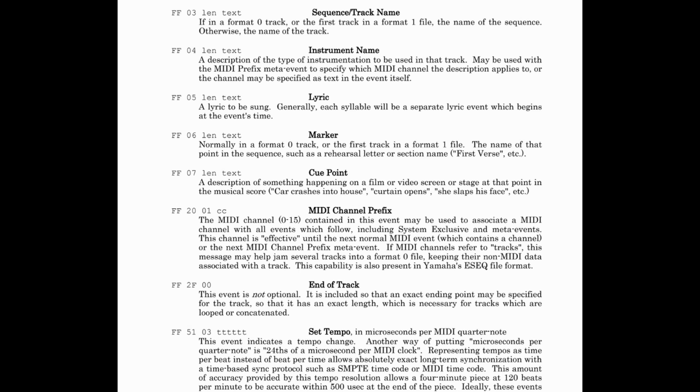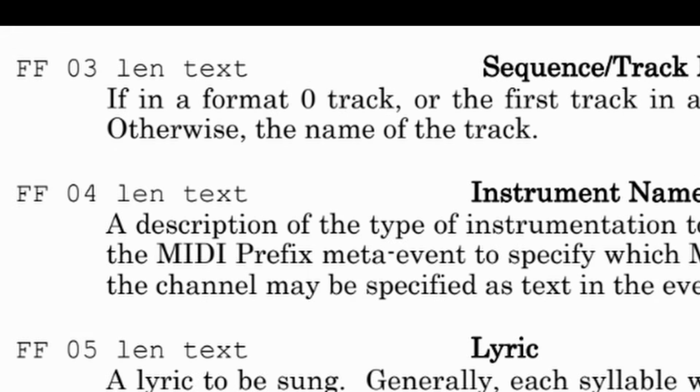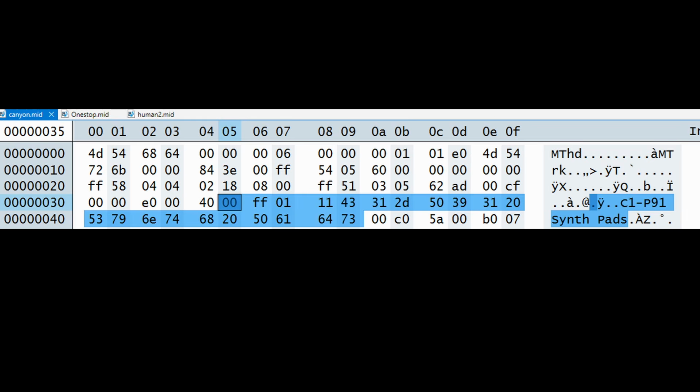Then there's a whole category of system common messages, which start with XFF, followed by a byte for the type of message, then followed by a byte telling you how many more bytes are needed for the rest of the command. In this example, you can see a text string description of a track.